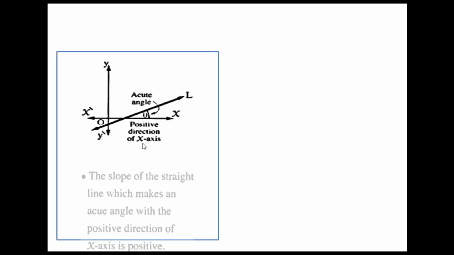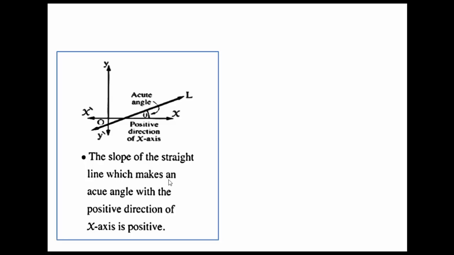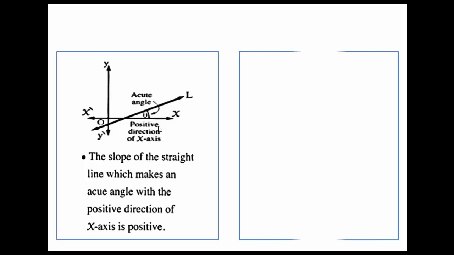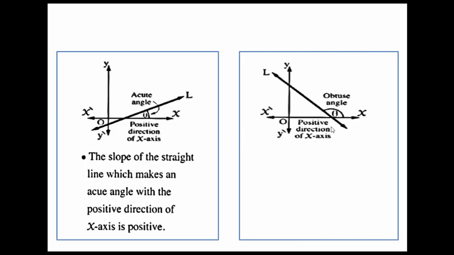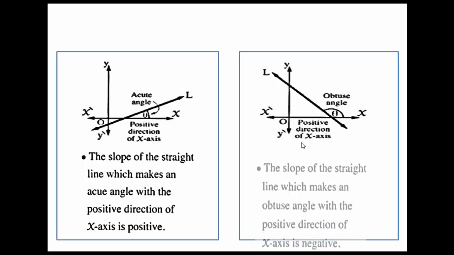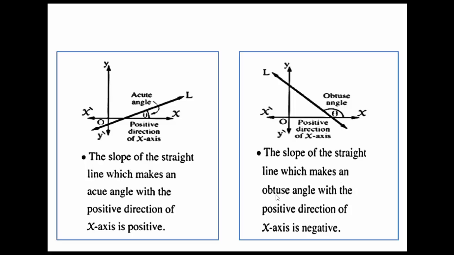We have here straight line L intersecting the x-axis and y-axis as shown. Theta here is an acute angle with the positive direction of the x-axis. The slope of a straight line which makes an acute angle with the positive direction of the x-axis is positive. The slope here will be positive. Here, an obtuse angle with the positive direction of the x-axis. The slope of a straight line which makes an obtuse angle with the positive direction of the x-axis is negative.